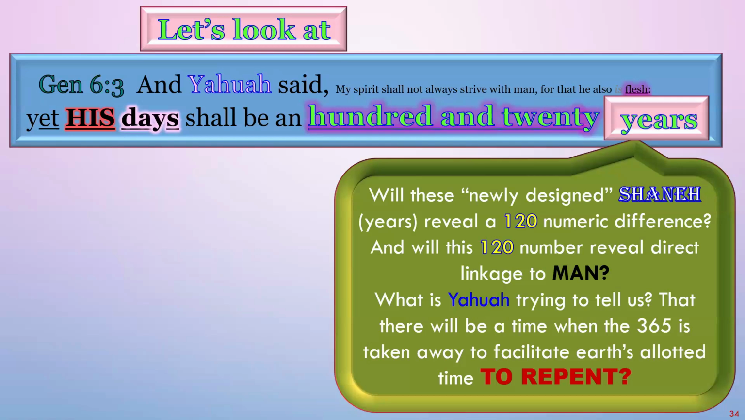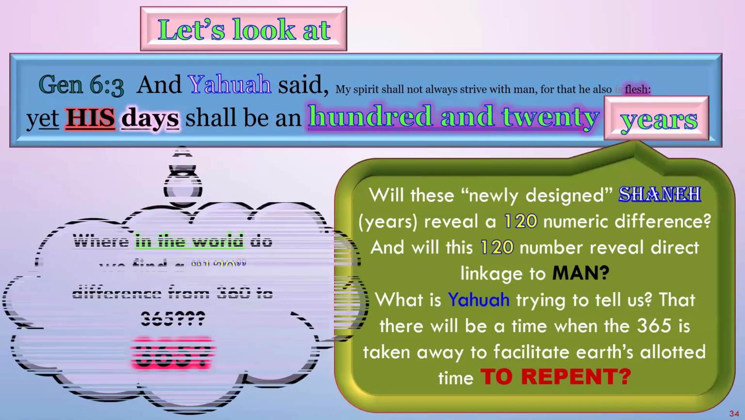That there will be a time when the 365 is taken away to facilitate Earth's allotted time to repent. You have 3.5 years, you have 1,260 days, and you have 42 months. Do you think it's time to repent? This is a time frame that I have spoken. And when this goes back to 360, those time frames will be activated. Do you think we might need to repent of the traditions that we have been keeping?